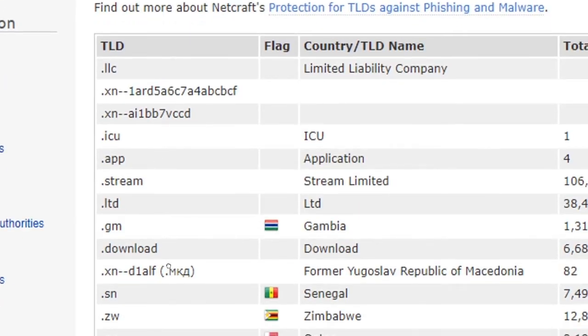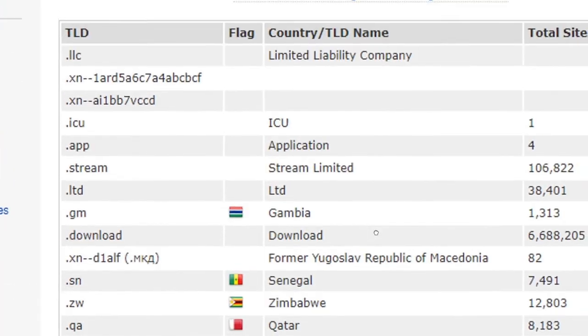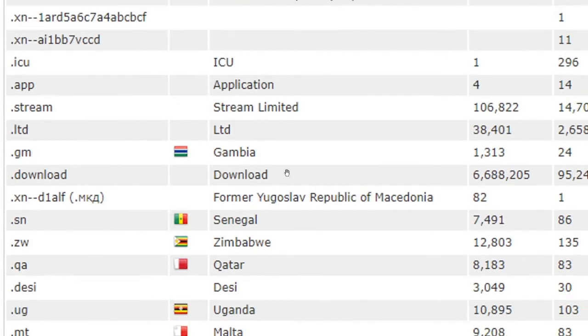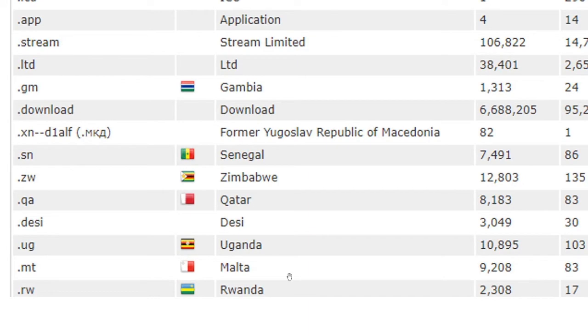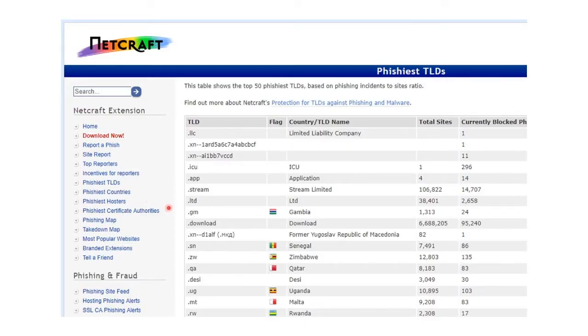Know all these others. Wow, .llc. So we can see that, by just this one thing, of the countries, the Gambia has the highest per capita incidence. The Gambia is a tiny little country in Africa. Highest per capita incidence of phishing. That's interesting. Followed by Macedonia, Senegal, Zimbabwe, Qatar, Uganda, Malta, Rwanda. That's interesting. So this is just looking at Netcraft, just one of their functionalities here.